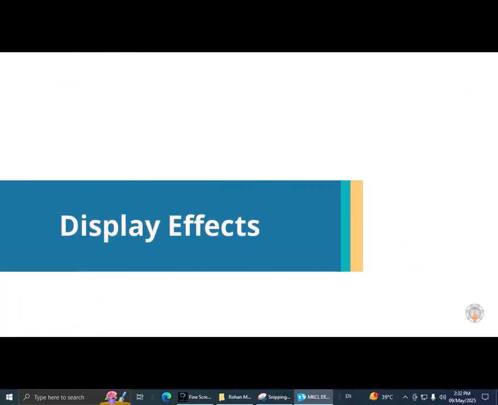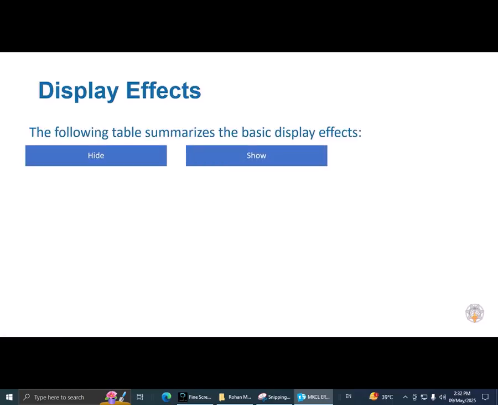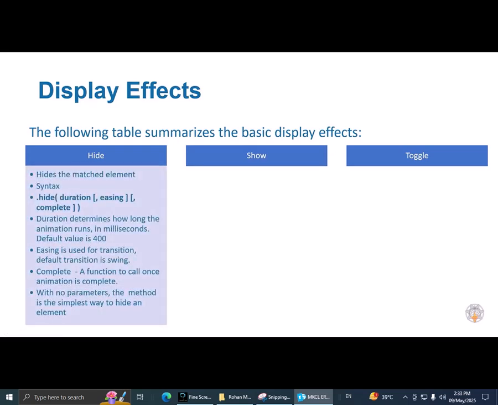Let us start with understanding display effects. The display effects are hide, show, and toggle. The hide effect hides the matched element. The syntax is as shown here. The duration can be given in milliseconds. The easing is used for transition. The default transition is swing. The complete is a function to call once the animation is complete.